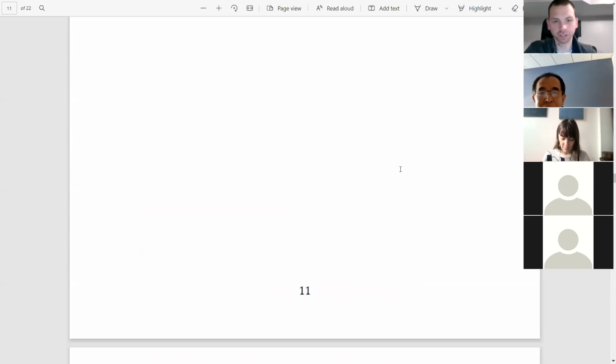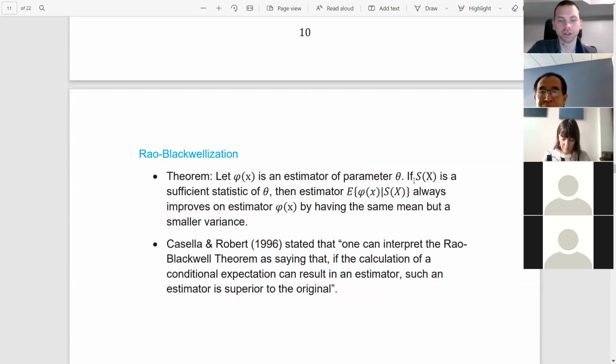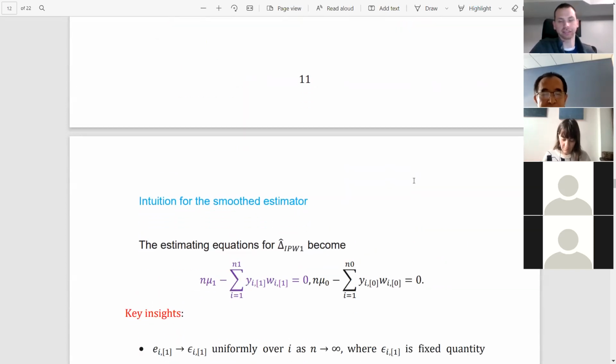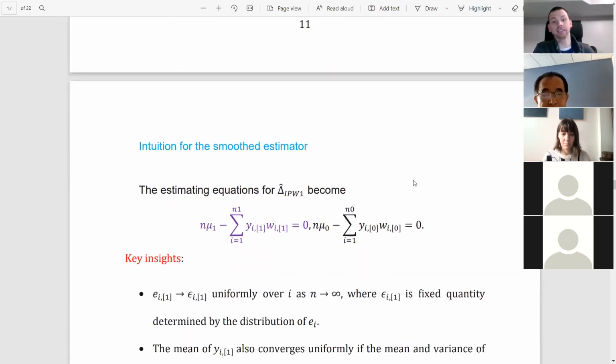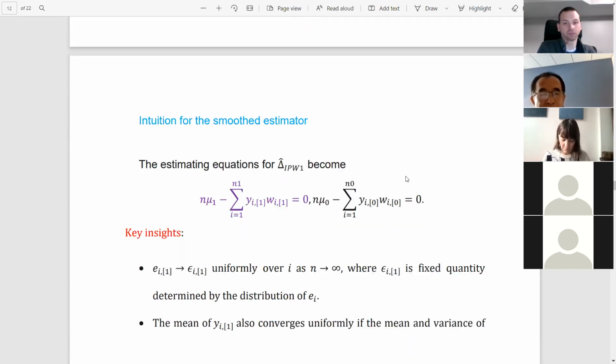Before we go on, there's a question that someone wrote in the chat. Won't the estimating equations be biased if we only adjust the ordered weights? Yes, it will. That's true. But what we are trying to do is introduce a little bias for a substantial reduction in the variance. So here's how we can justify that. This is the intuition for the smooth estimate.